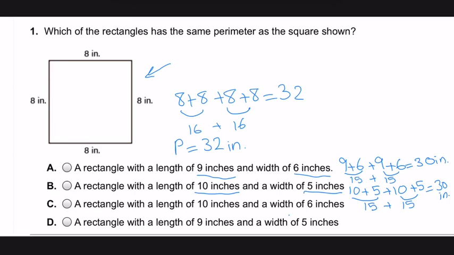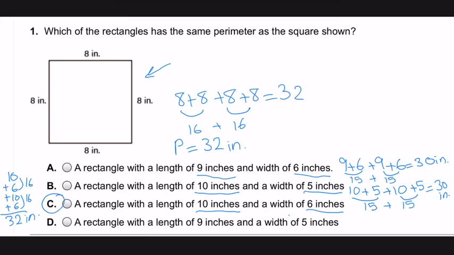Rectangle C. The length is 10, the width is 6. Let's do it on this side. So 10 plus 6 plus 10 plus 6. 10 plus 6 is 16. 10 plus 6 is 16. 16 plus 16 is 32. So before we move on to the last rectangle, 32 and the square has 32 inches too. So most probably rectangle C is the correct one.